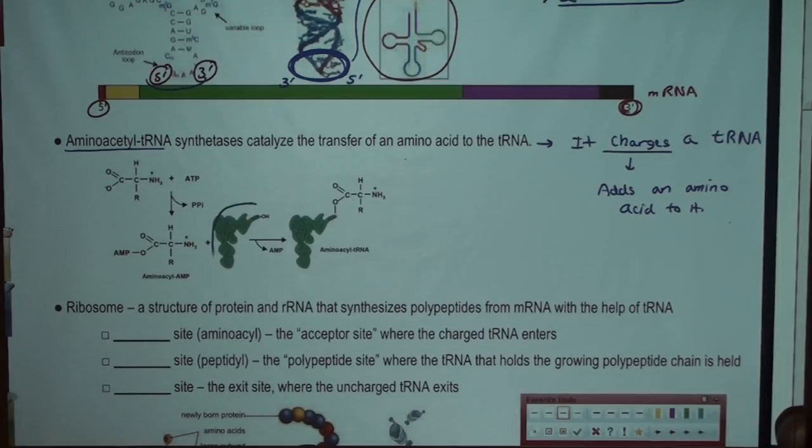So here's your tRNA. We use this enzyme here, and the enzyme allows us to put an amino acid onto it. So once that amino acid is on the tRNA, we say the tRNA is charged. Now the tRNA is going to go to the ribosome to bring that amino acid over.